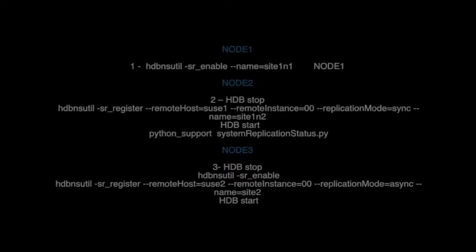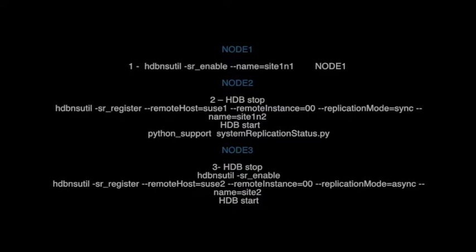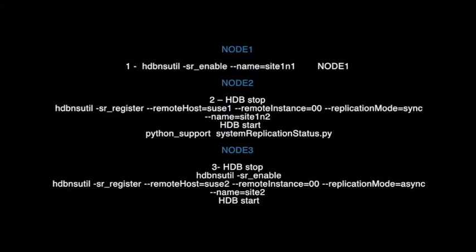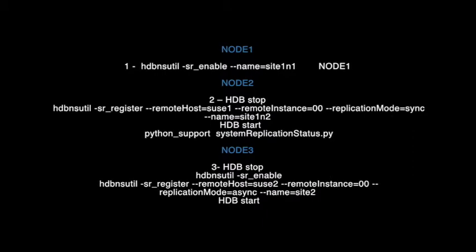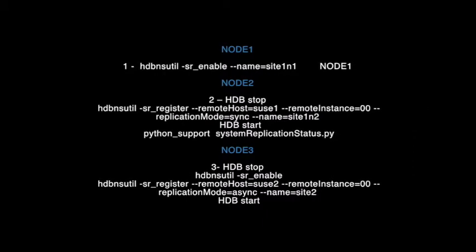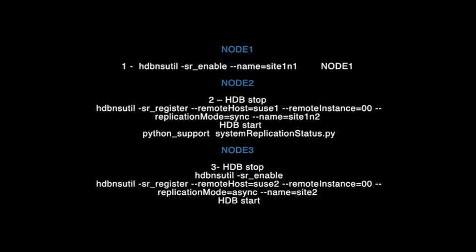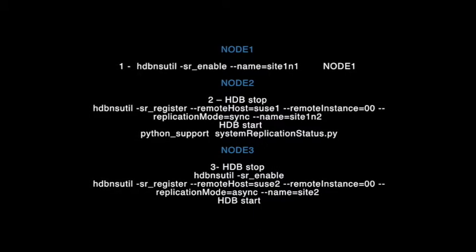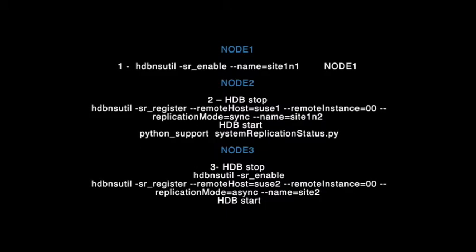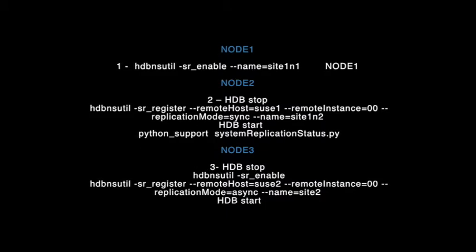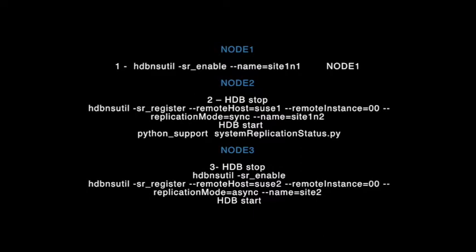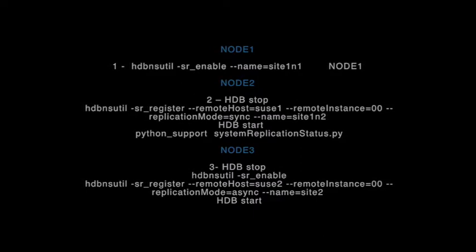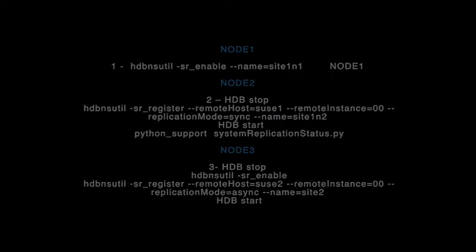Because the video is fuzzy, I put the commands as a separate picture, and these are the commands that I run. It's always the same. First, enable the replication on the source node, stop the second node, register it as a second site, and start and check the replication status. And on the third node, first you enable it on the second node as a source system and register as an async replication for the third node.